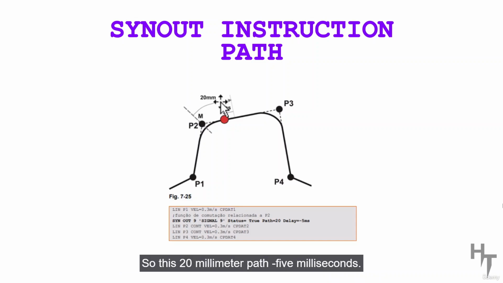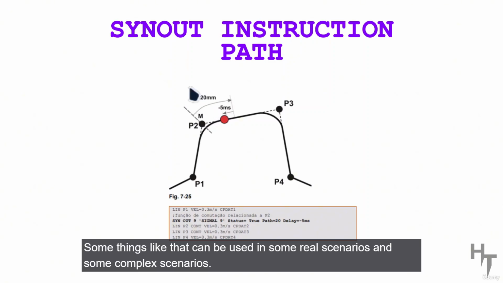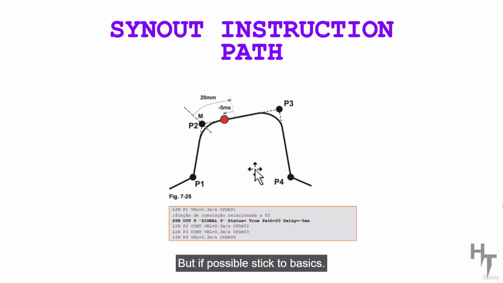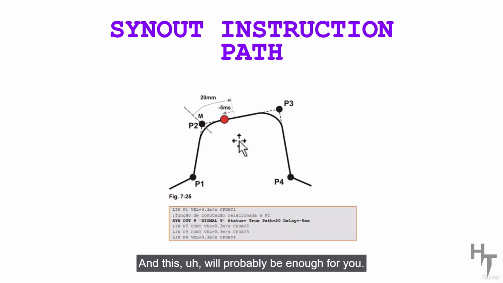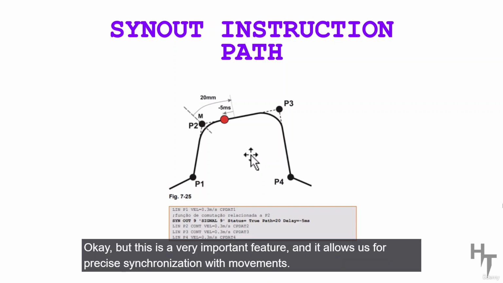So this 20 millimeter path, minus 5 milliseconds, things like that can be used in some real, more complex scenarios, but if possible, stick to basics, and this will probably be enough for you. But this is a very important feature, and it allows us precise synchronization with movements.